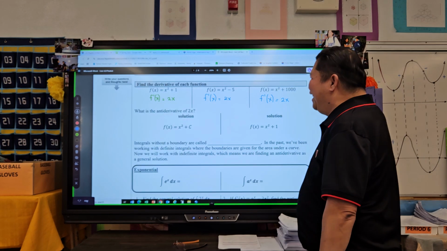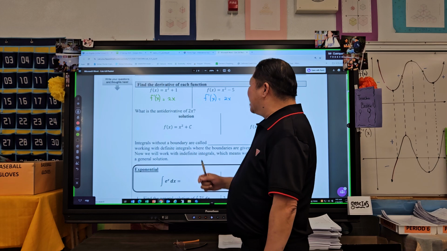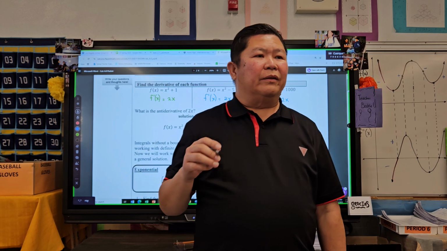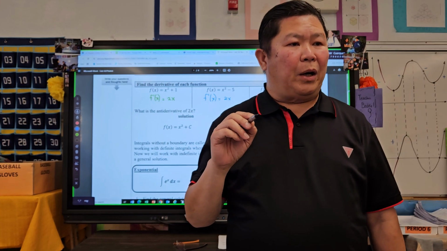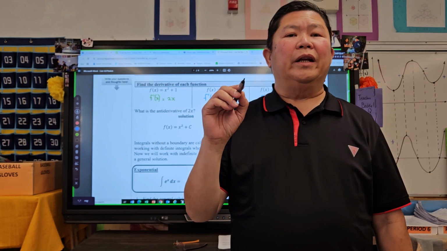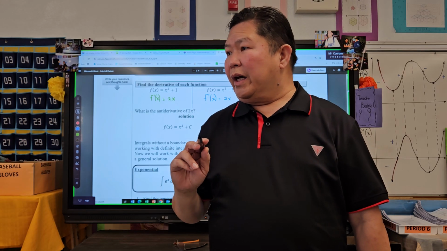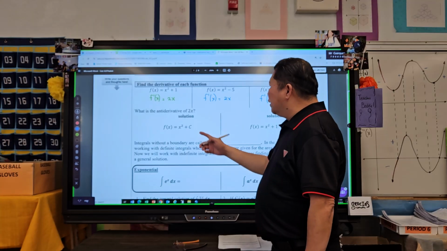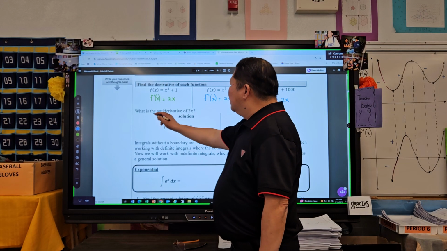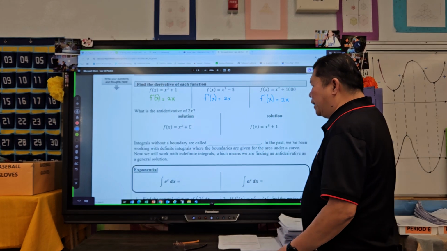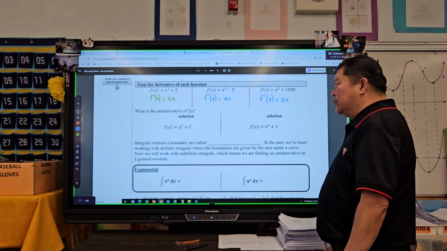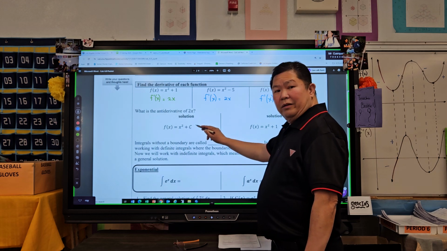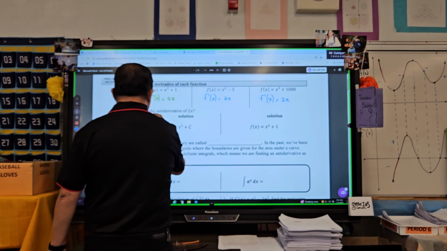Okay. Next is, what is the antiderivative of 2x? So we all know that for antiderivative we are adding 1 to the power, and the new power is the divisor. Did you get me? So take a look at this one. But first, what is the antiderivative of 2x? And we're gonna have to find the general solution. Once you have plus c, okay, this is the general solution.